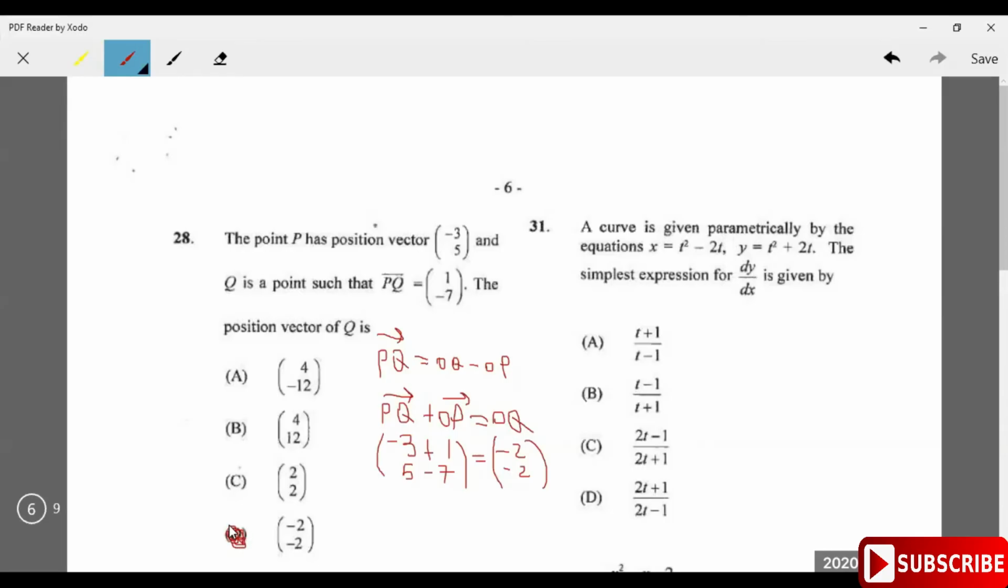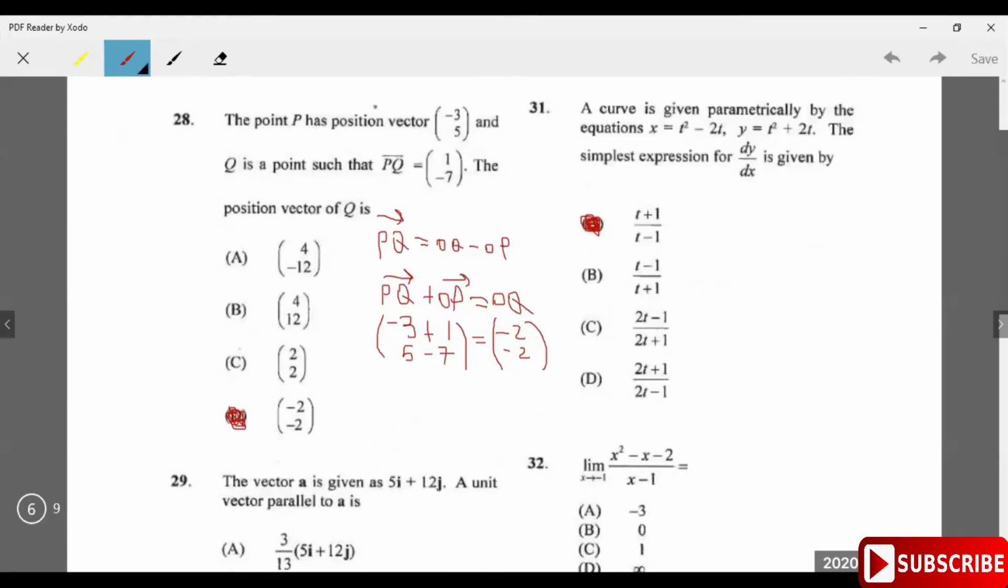Easy. Before we go to 29, I just want to look at 31. It's A. That's a repeat question. We looked at it where we use chain rules. I just want to shade that from now. That's another repeat question. Easy.